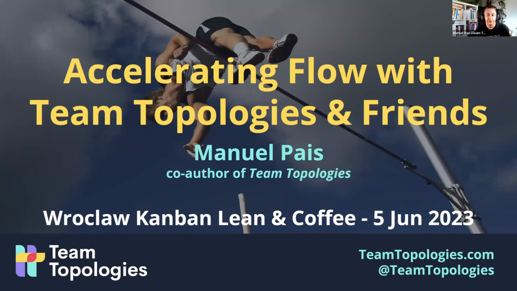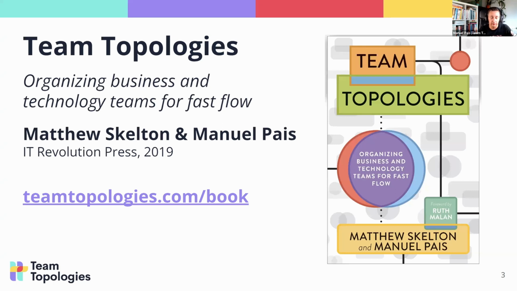All right. So I will be talking a little bit about accelerating flow with team topologies and friends. So what does this mean essentially? I was just talking about this earlier today. I see team topologies often works as a kind of entry point. Obviously, it has been quite successful since the book came out more than 3 years ago.